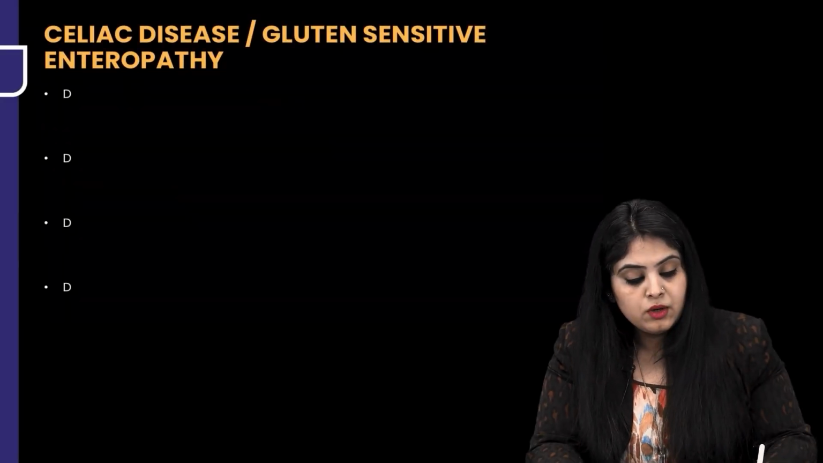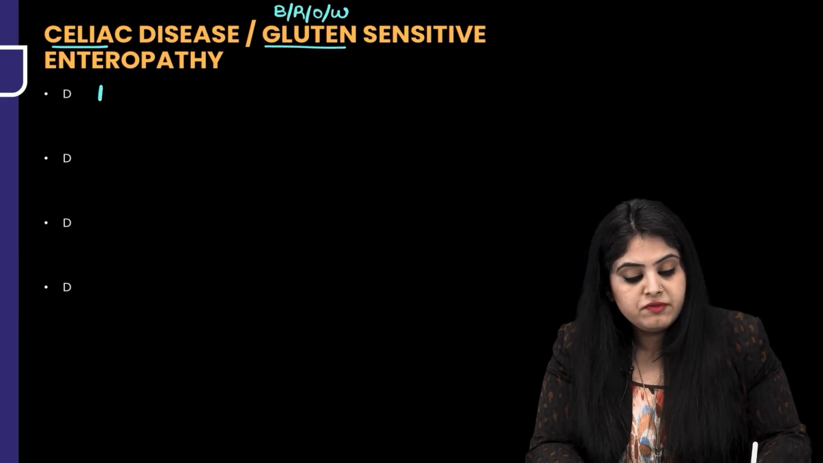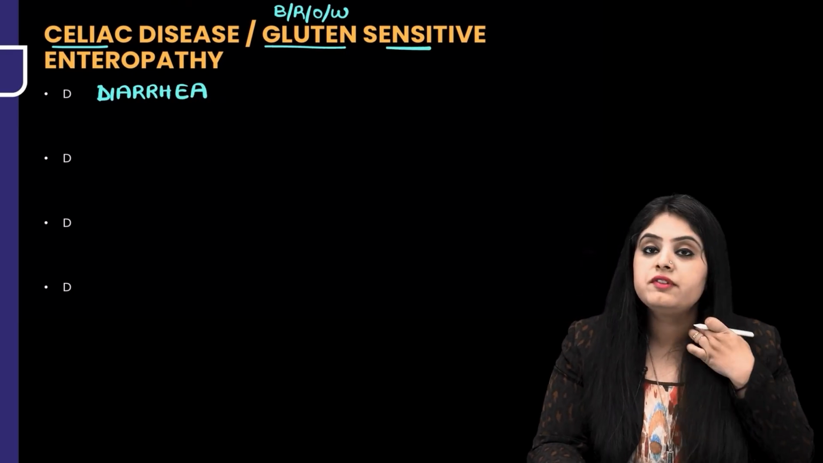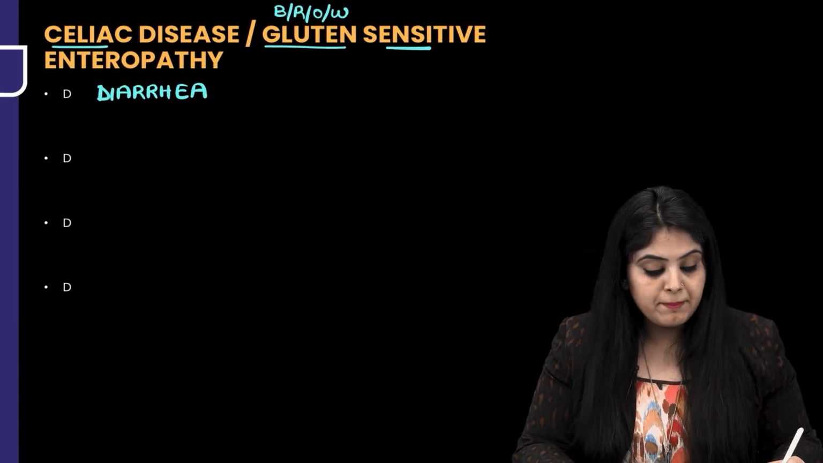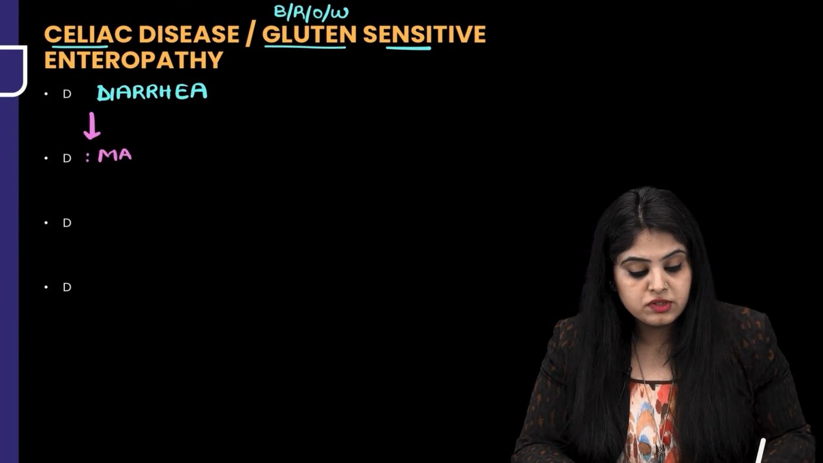So please remember, whenever the patient consumes any gluten, that is barley, rye, oat and wheat, that person will end up having diarrhea. That person will end up having intolerance. Sensitivity means the person will end up having diarrhea. Point number one. Point number two, please remember, which intestine is going to get damaged the most?